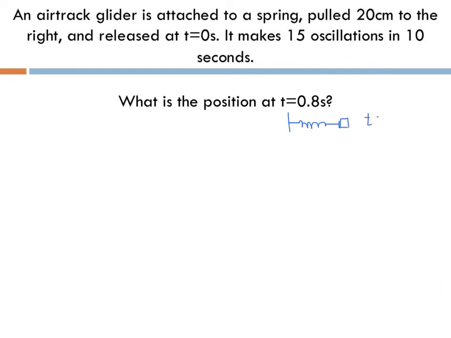So at t is equal to 0, I am 20 centimeters or 0.2 meters away from my equilibrium position, and it is pulled to the right of this equilibrium. So I know that this is going to be my amplitude. And this happens at t is equal to 0, so that means I'm going to be using my cosine function. So I can fill in other pieces of information that I know as I get them.